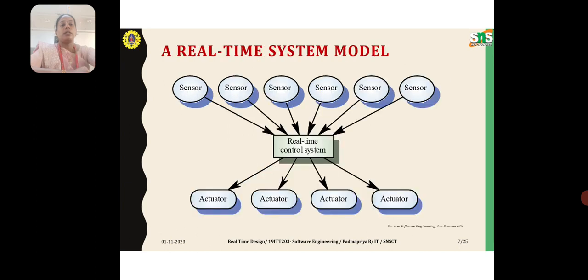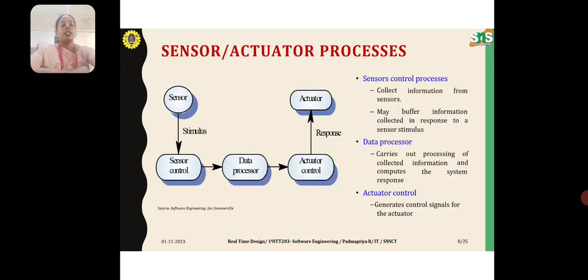Here we can use six types of sensors and actuators for controlling the real-time system. So in this case we use hardware devices, sensors and actuators, and this is the actual flow diagram for that hardware. Sensor control processes collect information from sensors and may buffer information collected in response to a sensor stimulus. The data processor carries out processing of collected information and computes the system response. Actuator control processes generate control signals for the actuators.